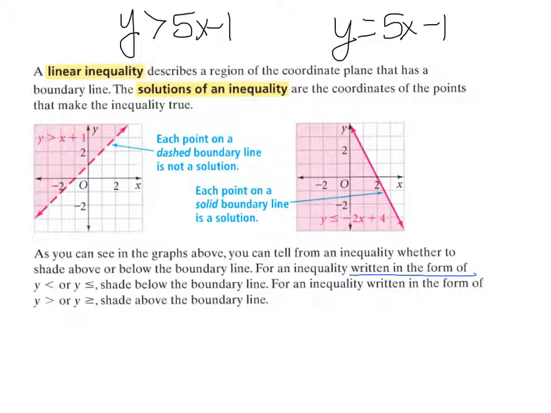It must be written in the form y is less than or y is greater than, or less than or equal to. So if it's y is less than or equal to, less than means you're going to shade below. For an inequality written in the form y is greater than and y is greater than or equal to, you're going to shade above because you're going greater than. This does not work for anything that is not solved for y.